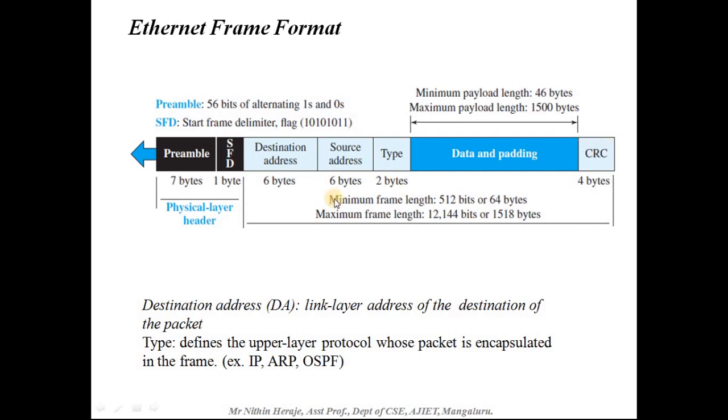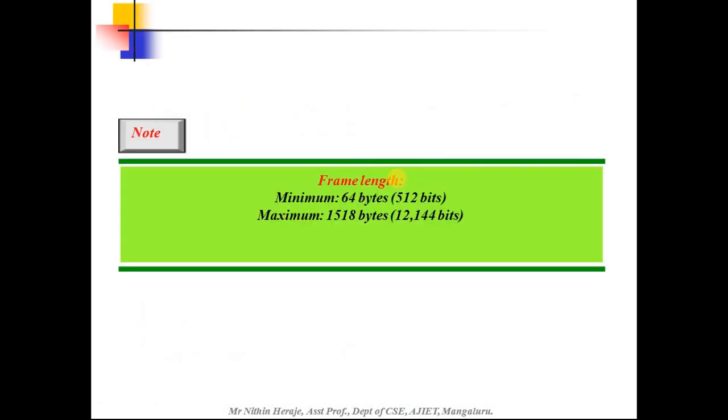All right, so totally the frame from the data link layer will have 64 bytes. The minimum frame length is 64 bytes, and the maximum is 1518 bytes.